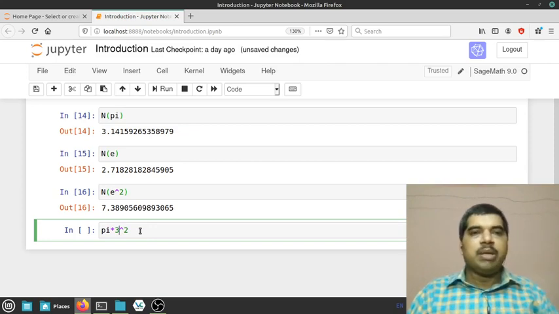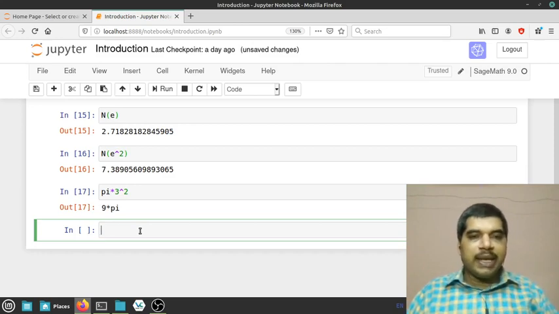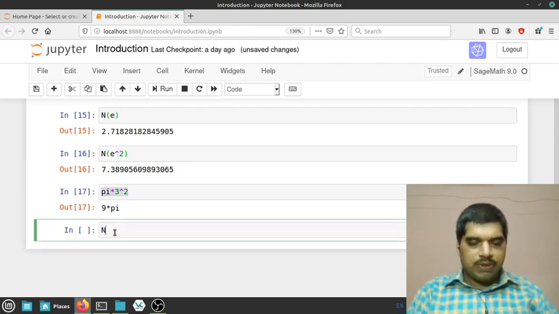Pi 3 square, that means area of a circle with radius equal to 3, and the result is 9 pi, because Sage is not willing to convert that pi into decimal form, because while converting pi into decimal form, the accuracy will be lost. So instead of that, we may just copy this and try to find the numerical approximation in this way.